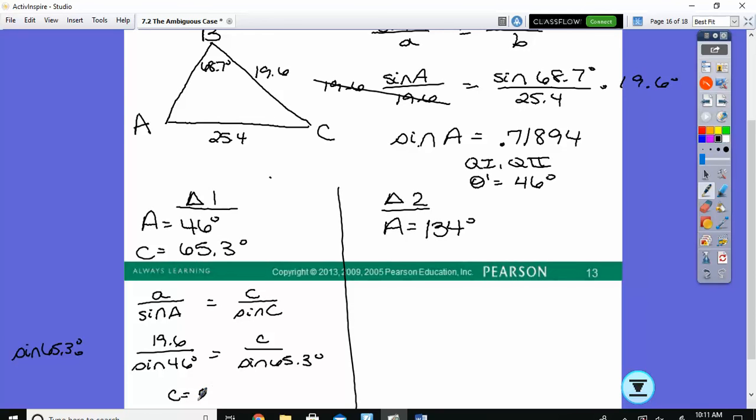C turns out to be 24.8 inches. So that was the rest of the information we needed from the triangle.